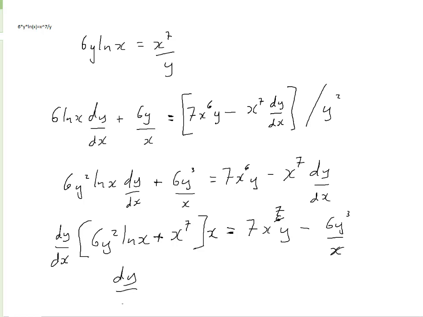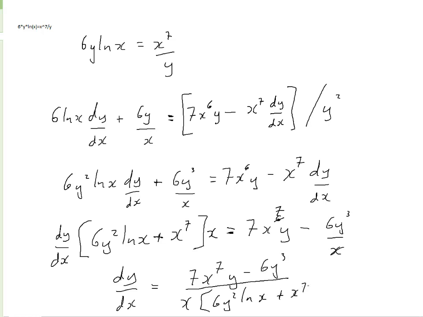And then finally you just divide, so dy by dx is equal to 7x to the power 7 y minus 6y cubed. That's this part, divided by, let's write this more neatly with x on the right hand side, 6y squared log x plus x to the power 7. And there you have it. So a very, very messy looking expression. But you have at least got the expression for dy by dx.